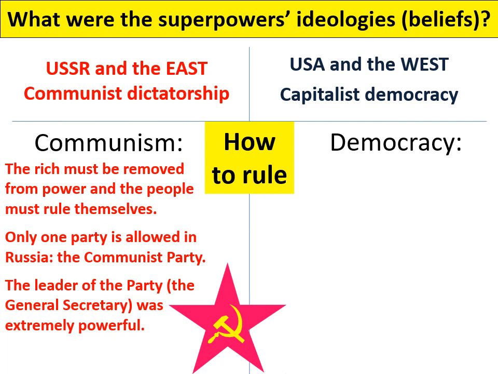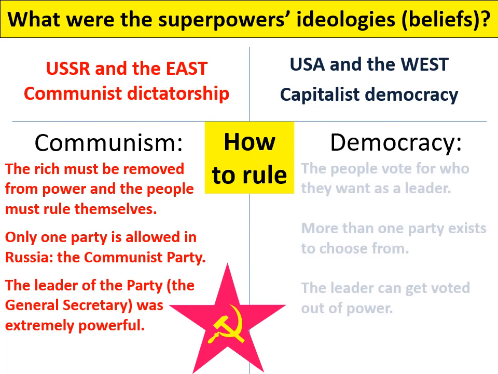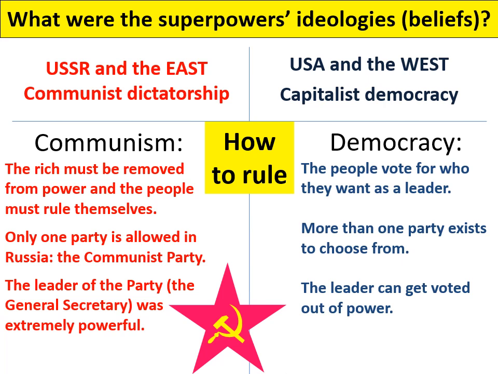And the leader of the party, who's called the General Secretary, is incredibly powerful, far more powerful than any president that America has ever had. In terms of democracy, it looks very much like Britain does today, because Britain is a democracy. The people vote for who they want as a leader. Sometimes that's directly. In America, you vote for the president. In Britain, very few people actually choose the prime minister, but you'll choose the prime minister indirectly by voting for his party.